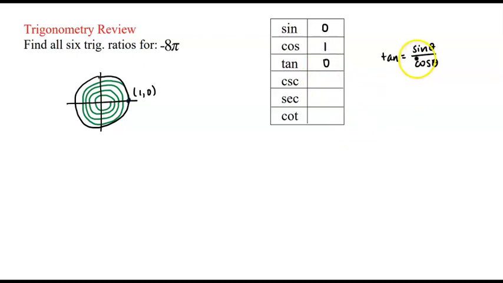Cosecant is the reciprocal of sine. So if we flip 0 upside down, well, what's another way we can write 0? We can really write 0 as 0 over 1, right? 0 over 1 is 0. If we flip 0 over 1, in fact, if we flip 0 over anything, this will give us a cosecant of 1 over 0. And what happens when we have a 0 in the denominator? Well, this is undefined. So our cosecant is undefined.